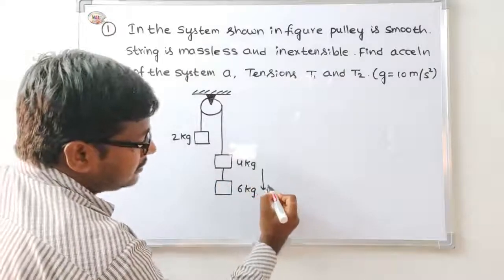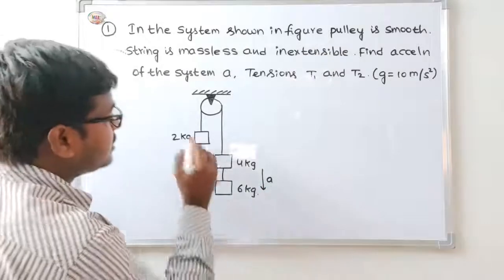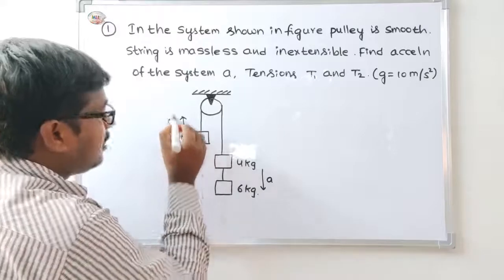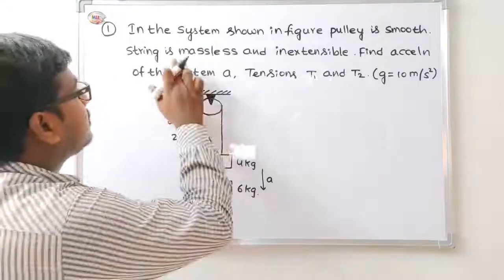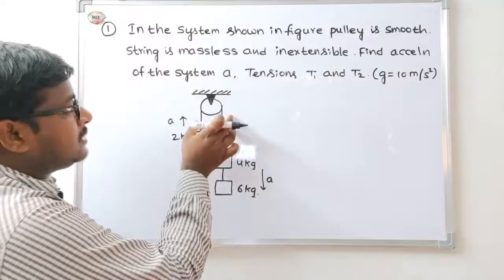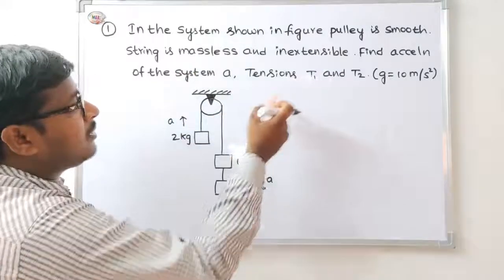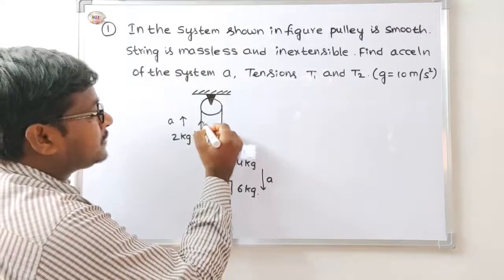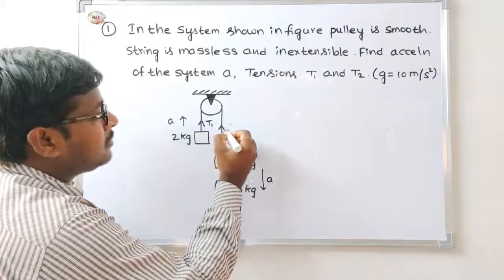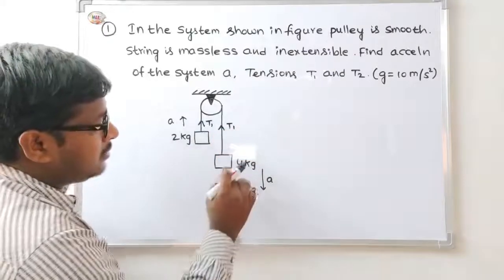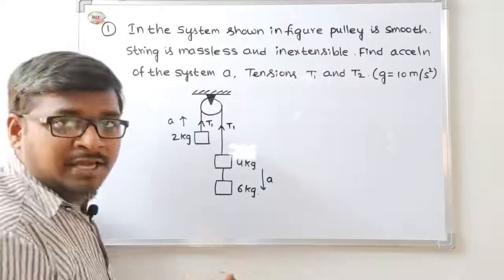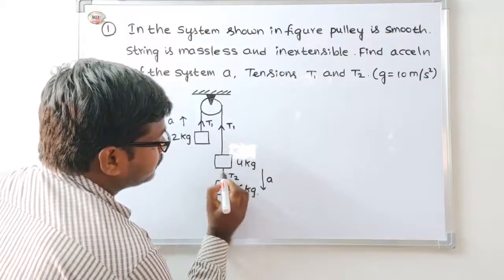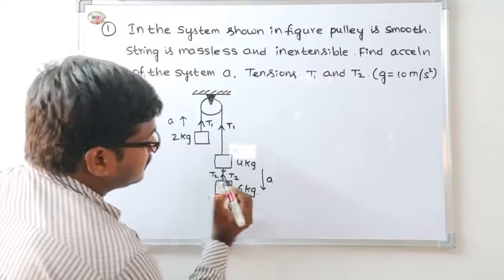The 10 kg is greater than 2 kg, so on that side the acceleration is acting in the downward direction. For the 2 kg block, the acceleration is acting in the upward direction. The string is massless and inextensible, so the tension force is the same. This is T1. Between the 4 and 6 kg blocks, one tension force is acting, that is T2.